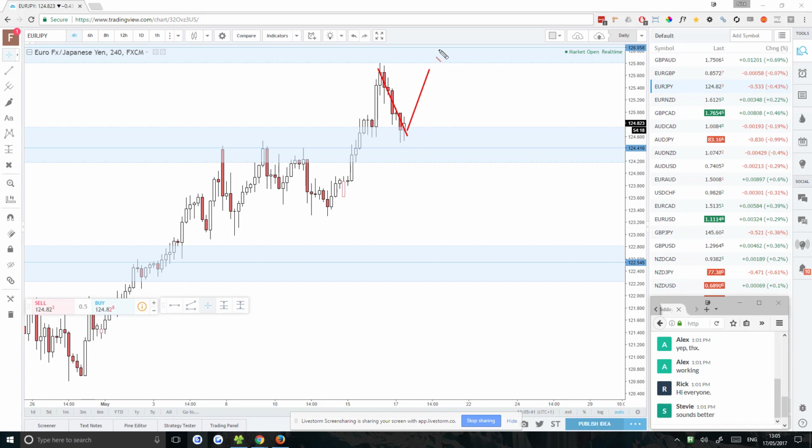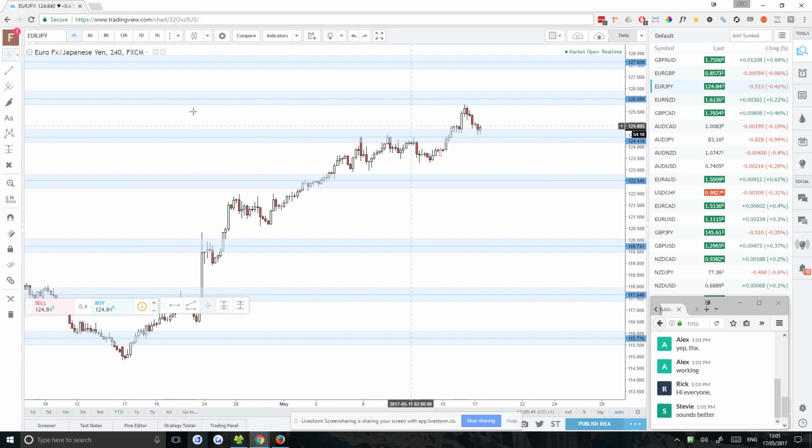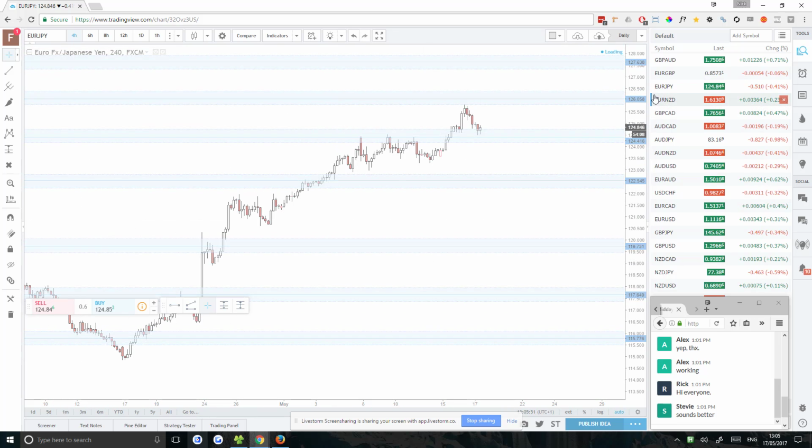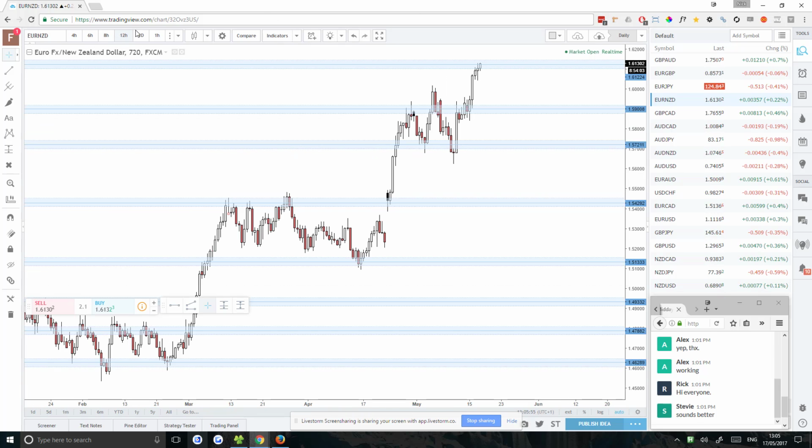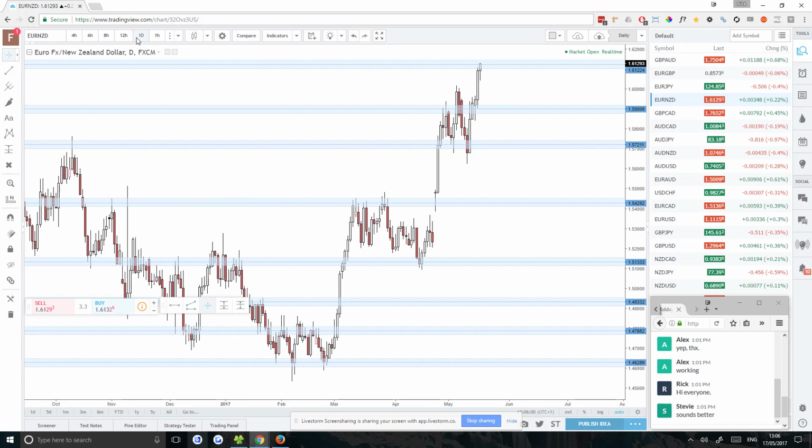reversal here at the moment. But again, this is something that I'm not too interested in trading. So yeah, I don't really see much happening with EUR JPY either. Now, Euro New Zealand, this one is somewhat interesting. This one is something that I might actually be looking to trade still.